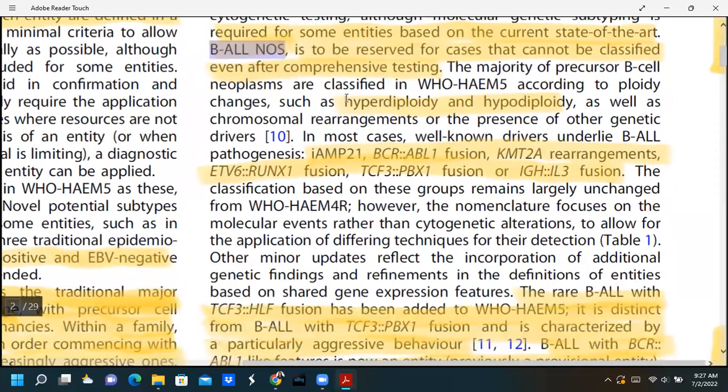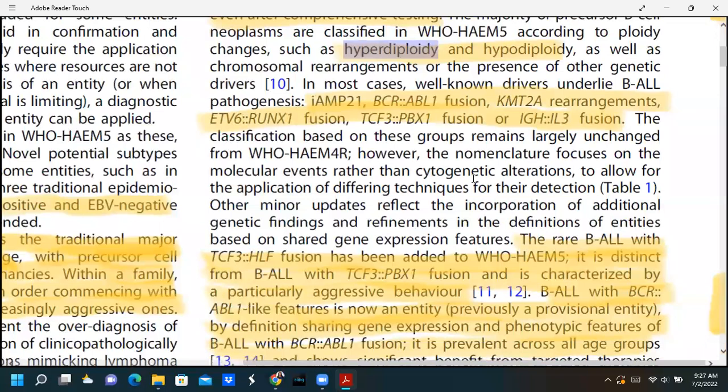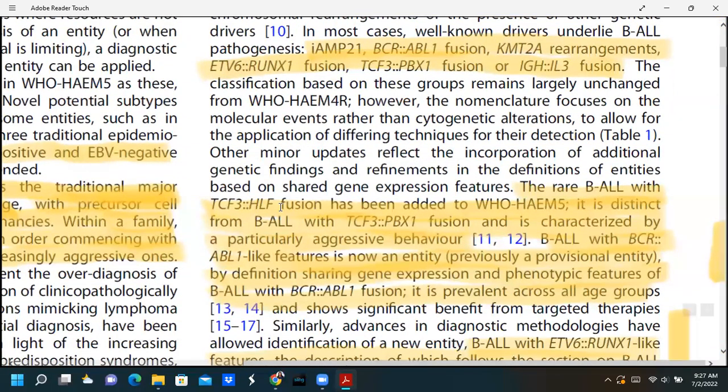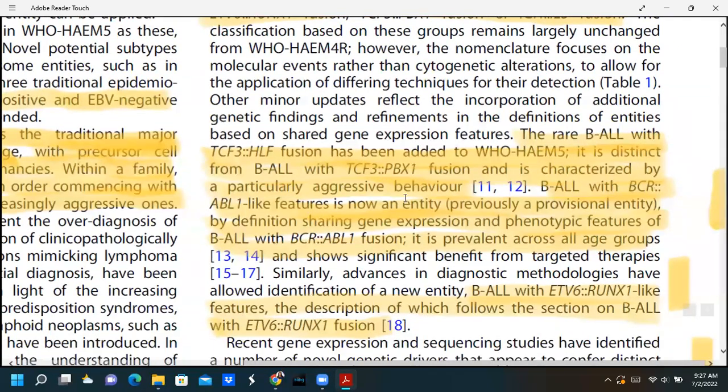Polyploidy changes, again, the hyperdiploidy, they have gone into high hyperdiploidy, and that's that. Then the well-known drivers, as we read: iAMP21, BCR::ABL1, KMT2A rearrangement, ETV6::RUNX1, TCF3::PBX1, and IGH::IL3. So these were there in the previous classification. They changed the nomenclature, but they were there. They have added a few. So those added ones include HLF. TCF3::PBX1 was there previously. Now they have added TCF3::HLF, a distinct entity characterized by particularly aggressive behavior.